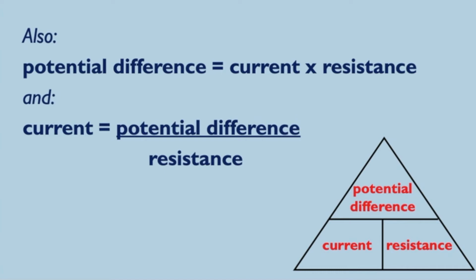Some people like these triangles and some people don't, but if you wanted to find what current was, for example, you would place your finger over the current, and you'd see that current is potential difference divided by resistance. If I wanted to find potential difference, I would put my finger over that, and I'd see that potential difference equals current times resistance. If I want to find resistance, it's resistance equals potential difference divided by current.